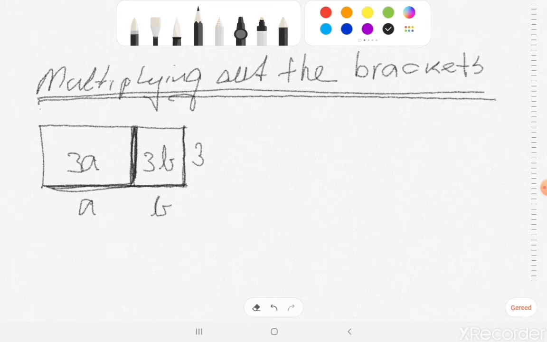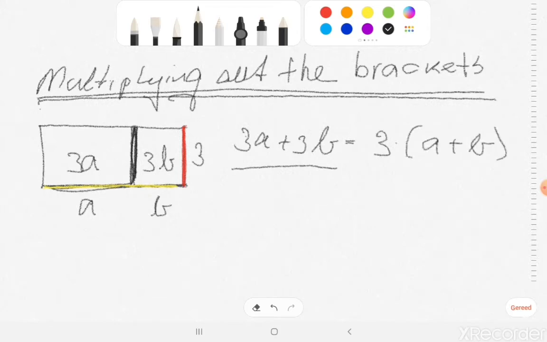What is the total area of the whole rectangle? That's of course 3a plus 3b. And we can't simplify this one because we do not have equal terms. How can we say it in an example? Because if we know that this line is 3, the width of my rectangle, and the length of my rectangle is a plus b, we can also show it as 3 times, inside the brackets, a plus b, because a plus b belongs together.